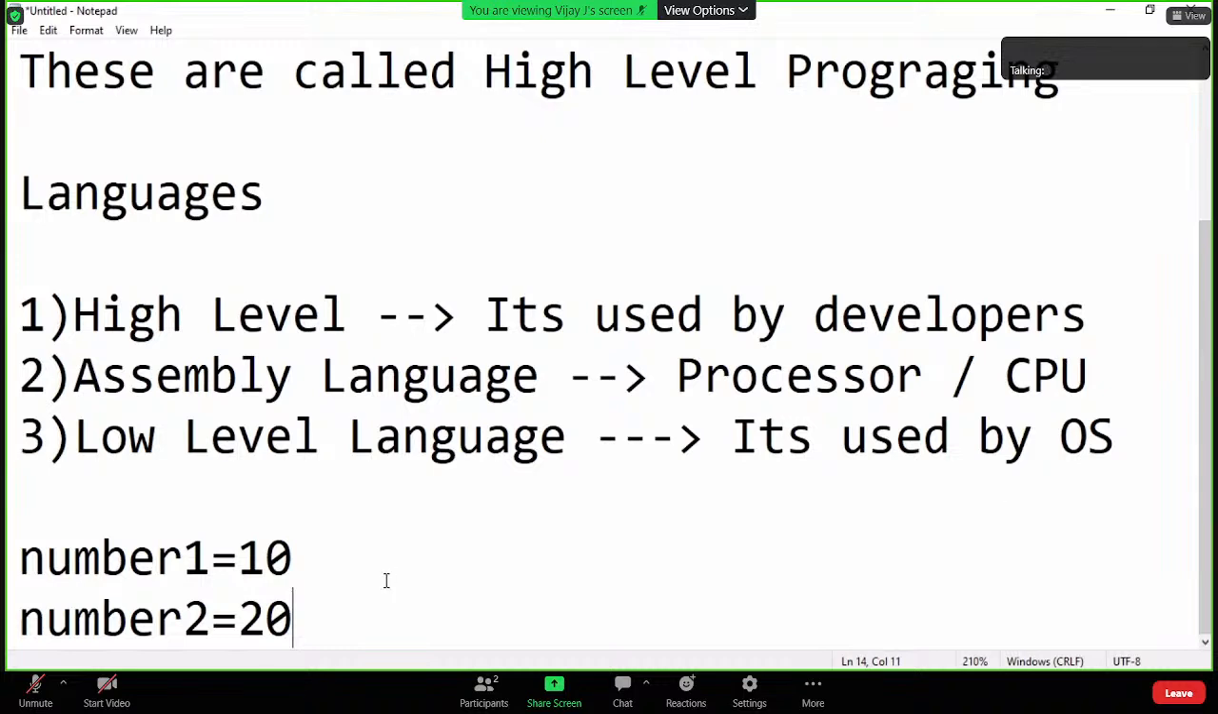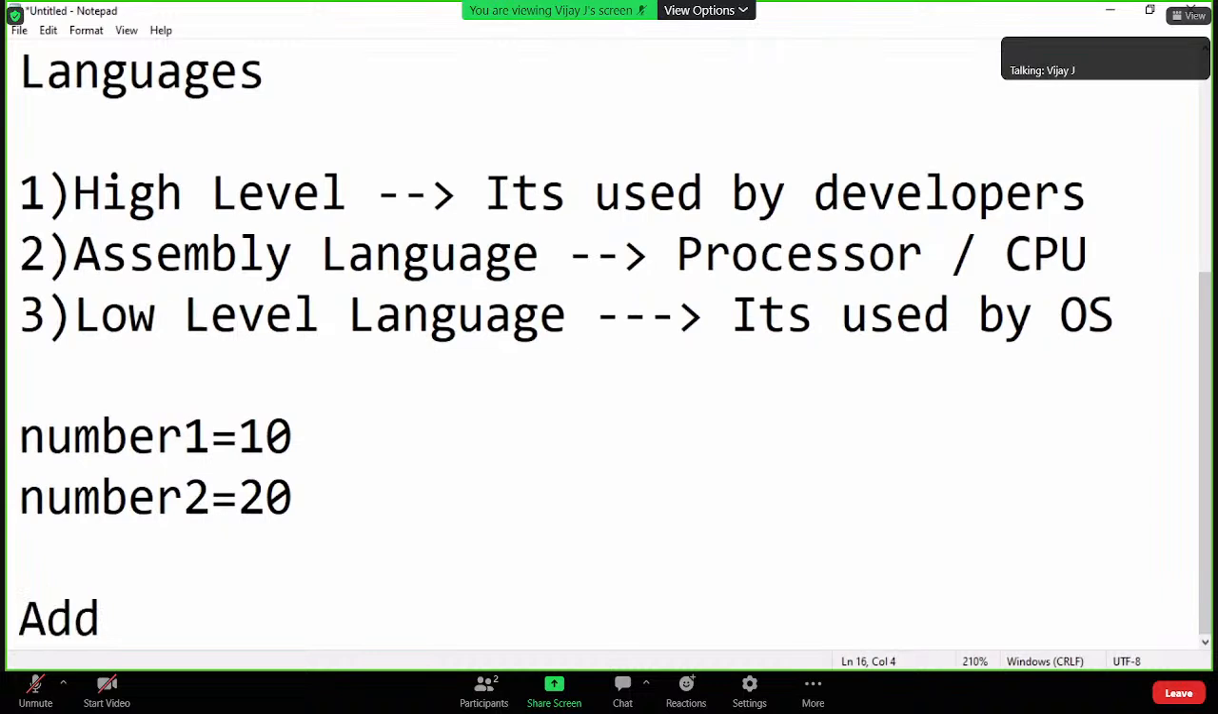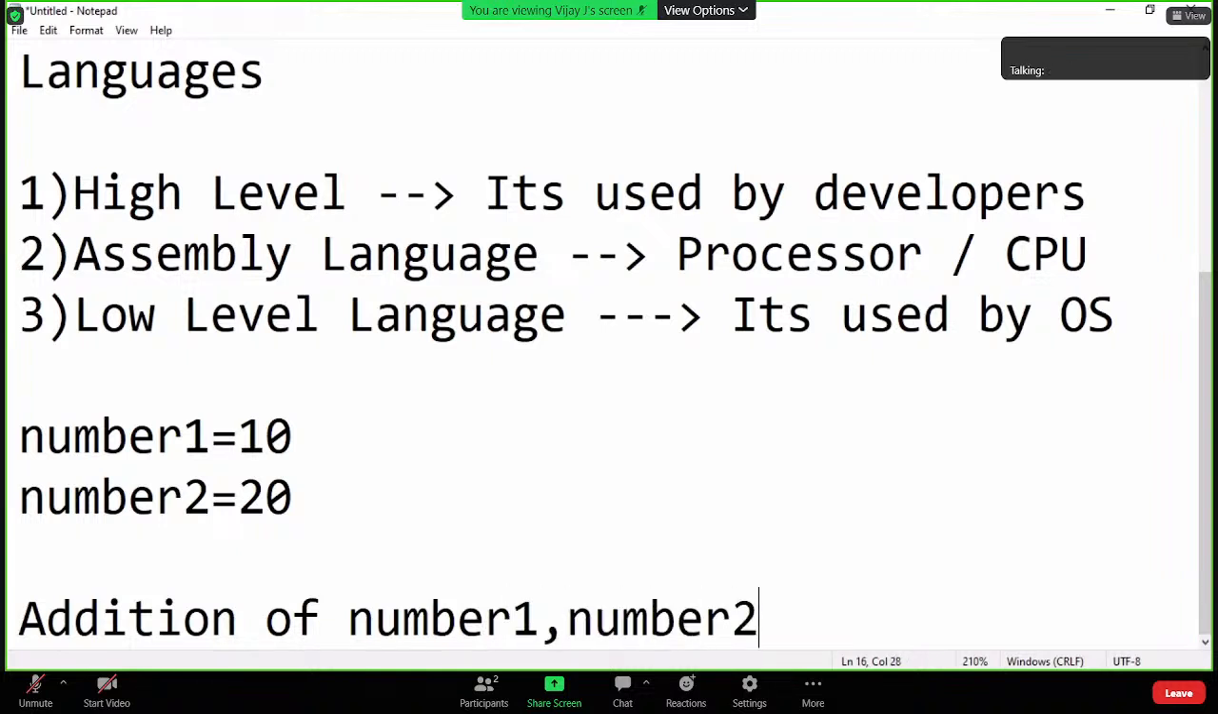Okay, so my requirement is that we want to perform addition. Addition of number one and number two. Clear? So what is number one? As I have told you, it is 10. How about number two? It is 20. And what is the operation we want to perform? Addition of number one and number two.